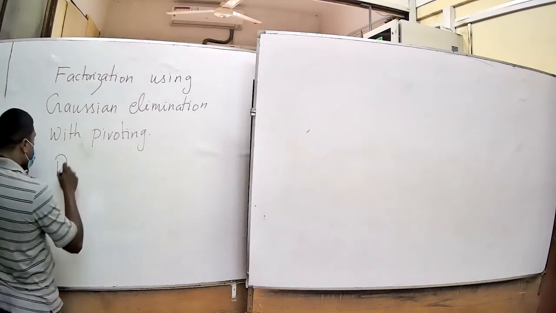We do pivoting to avoid dividing by 0 or dividing by some term which is very small compared to the other terms in the corresponding column. That is why we do pivoting. So now we are going to see, by using pivoting, what kind of approach we take to do the LU factorization.